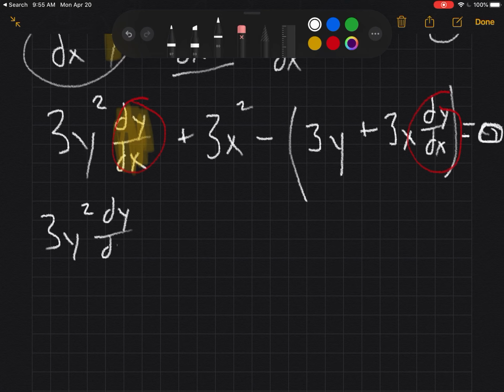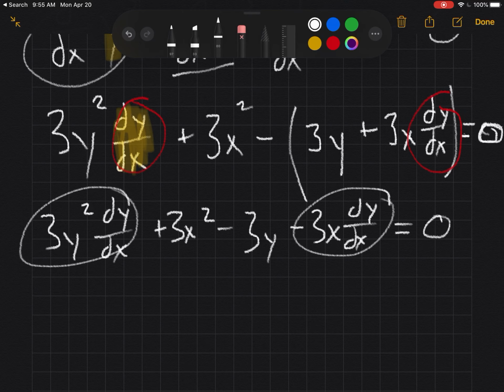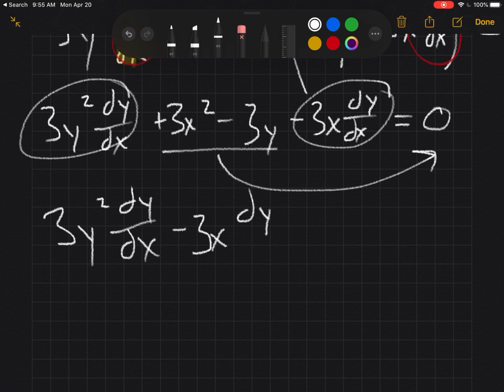Now what we need to do is solve for our differential operator here. So I'm going to do some algebra to collect those differential operators next to each other and put everything else on the other side of the equation. So I have 3y squared times the derivative of y with respect to x, plus 3x squared minus 3y minus 3x times the derivative of y with respect to x is equal to 0.